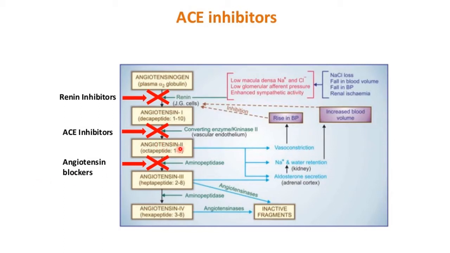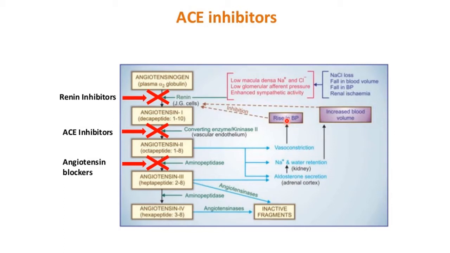This angiotensin 2 is responsible for vasoconstriction. As you know, this vasoconstriction will cause a rise in blood pressure. Moreover, angiotensin 2 also causes sodium and water retention by secretion of aldosterone from the adrenal cortex, and this aldosterone causes sodium and water retention that will increase the blood volume. So increased blood volume will cause a rise in the blood pressure.